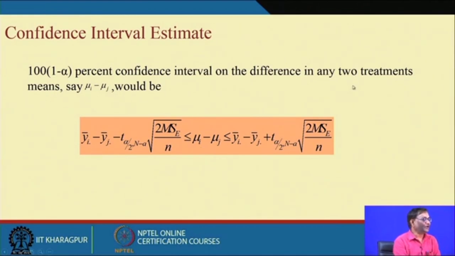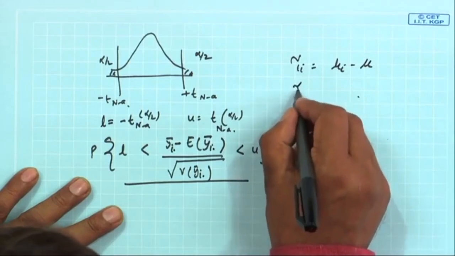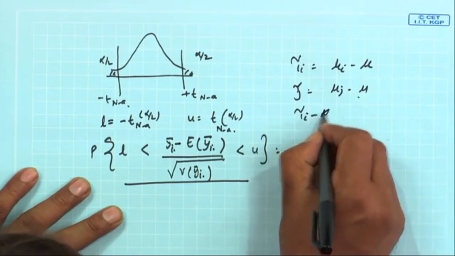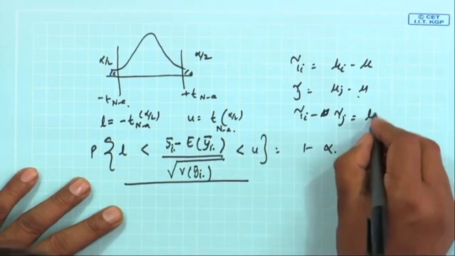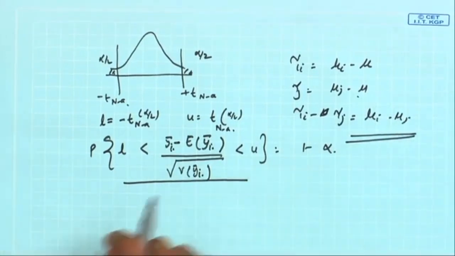Now what will happen for the difference between two treatments? So, we were interested to know mu i minus mu j, because suppose, what is tau i? Tau i is mu i minus mu. What is tau j? Tau j equals mu j minus mu. Then if I want tau i minus tau j, this will be mu i minus mu j.